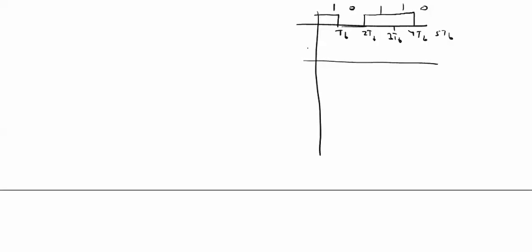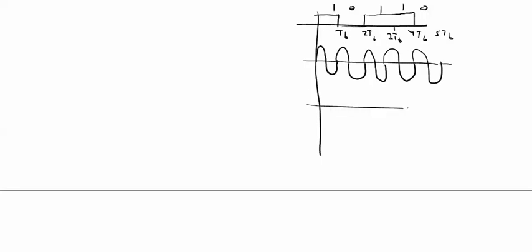I assume a particular line code with bit durations TB, two TB, three TB, four TB, five TB: 1, 0, 1, 0 and 1. After that, I apply a complete carrier on it.